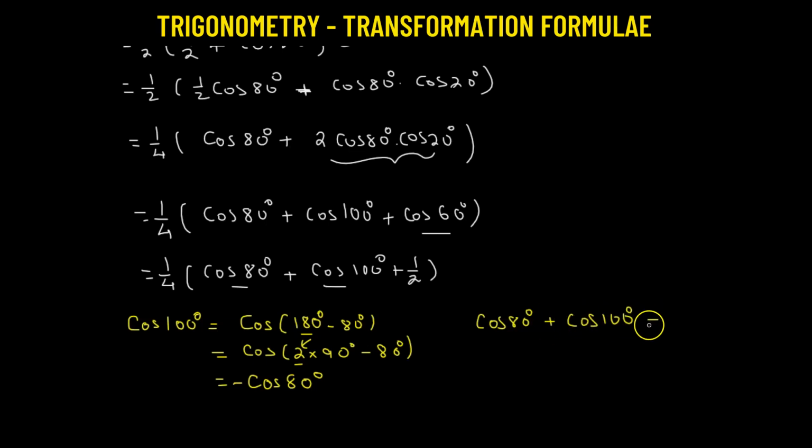So this gives us a sum equal to 0. Now we can cancel out these two, and now we are left with 1 over 4 multiplied to half, which gives us a value 1 over 8. So this will be equal to 1 over 8, which is the value of the given trigonometric expression.